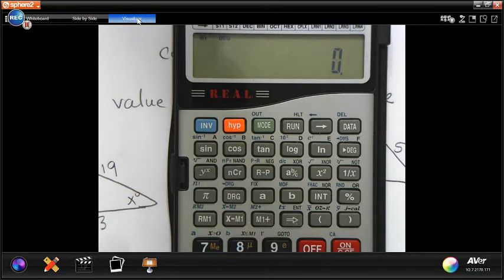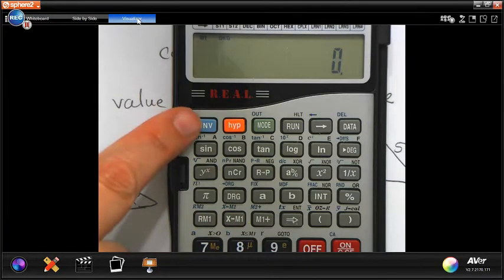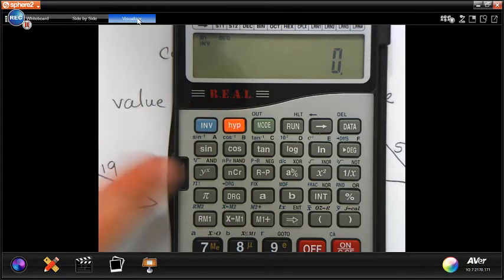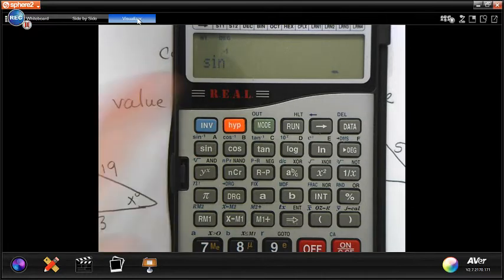To get the inverse sine, you have to press your shift button. My shift button is this one, so I would press that. Now notice my calculator says sine of -1. Of course, if you have the other type of calculator, you will not see the sine of -1, but you will have to press shift in order to use it.